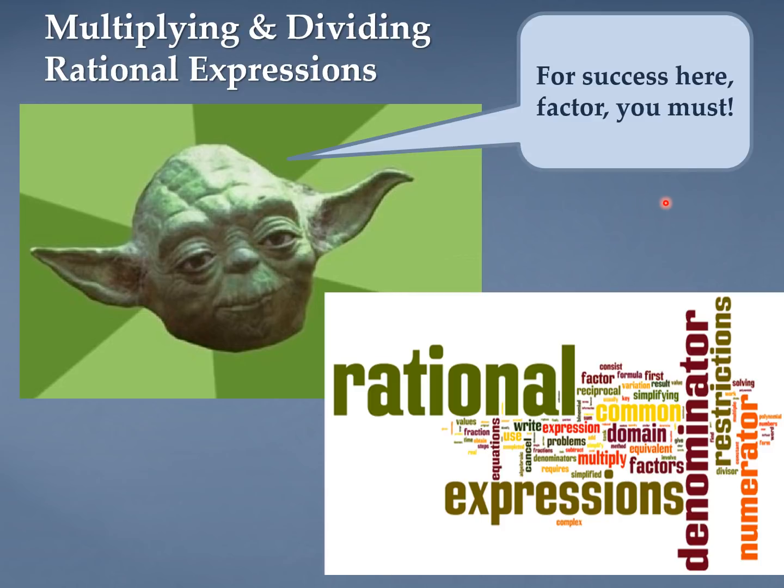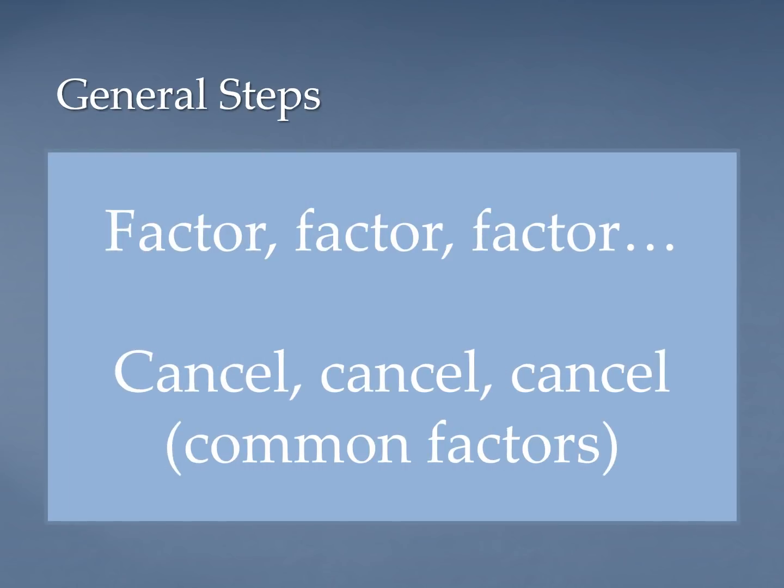All right, so let's get right into it. Multiplying and dividing rational expressions. Here's going to be our general steps. The general steps are actually very similar. Actually, they're identical to what we were doing when we were simplifying rational expressions. So how did we do that? We did two things, right? We would factor, factor, factor, and then we would cancel, cancel, cancel. And the cool thing is we're going to be doing the same thing for multiplying and dividing rational expressions.